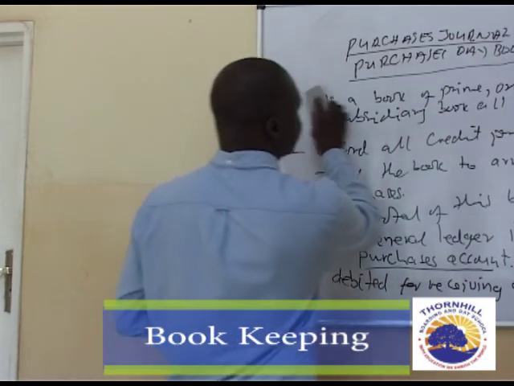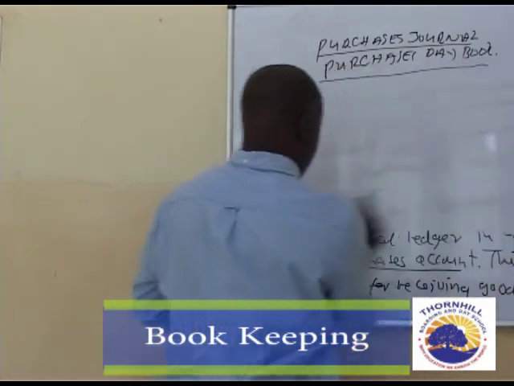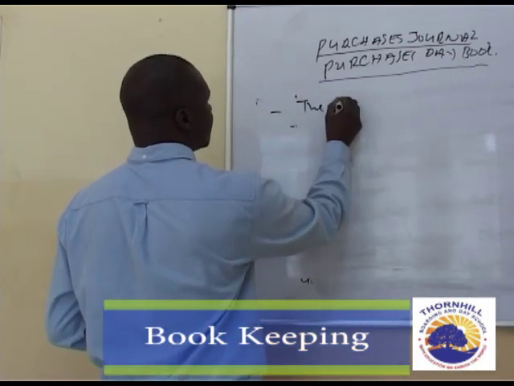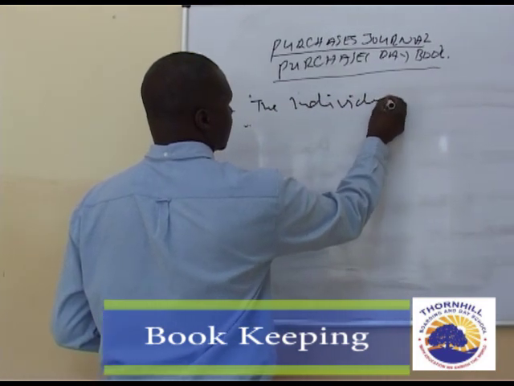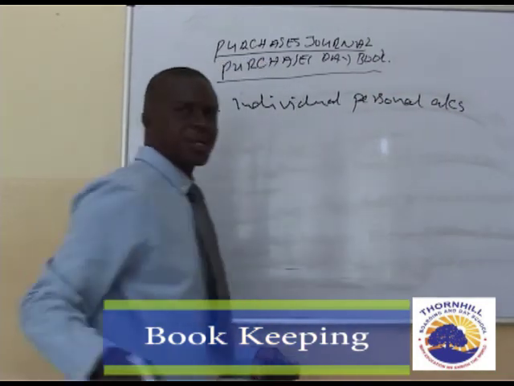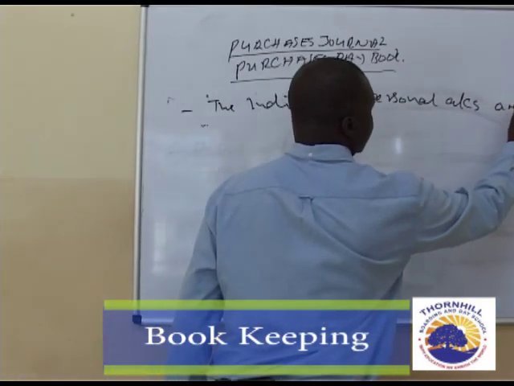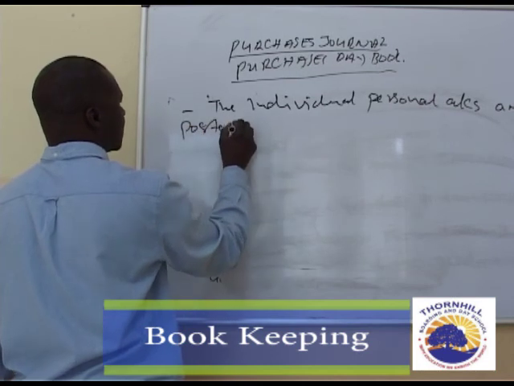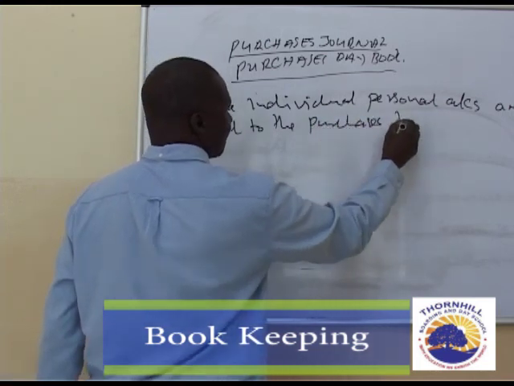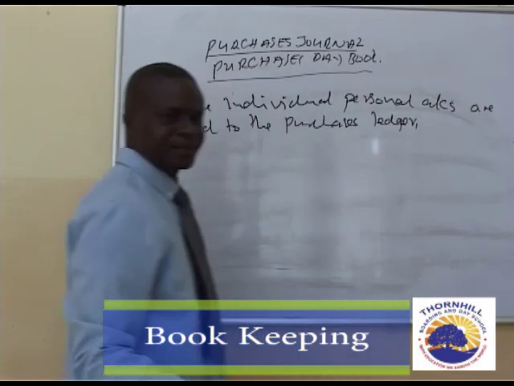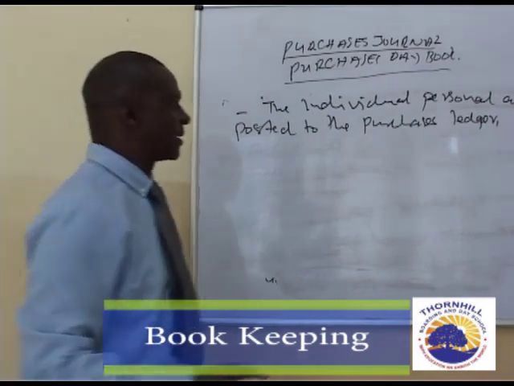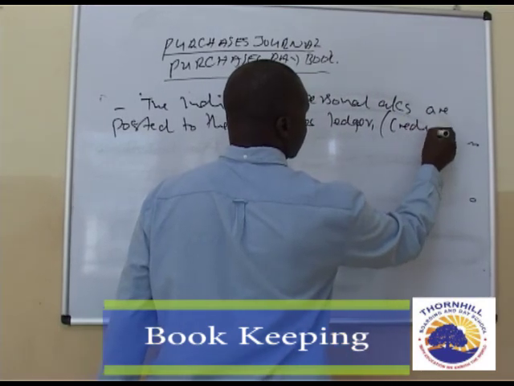So allow me to clean up the board. So I put down that point. The individual personal accounts. That's abbreviation for accounts. Personal accounts are posted to the purchases ledger. The other name is creditors ledger. We are dealing with creditors, so it must be creditors ledger. I put in brackets, creditors.